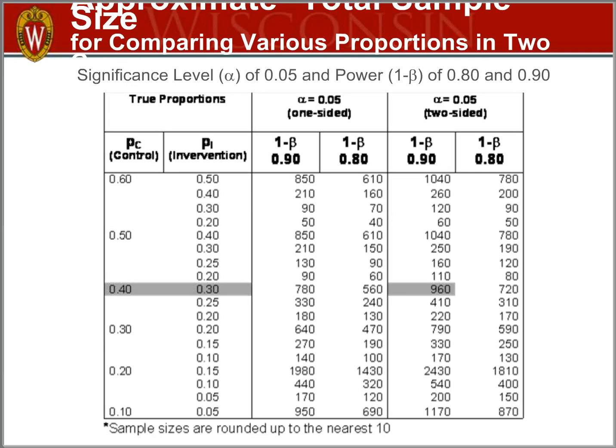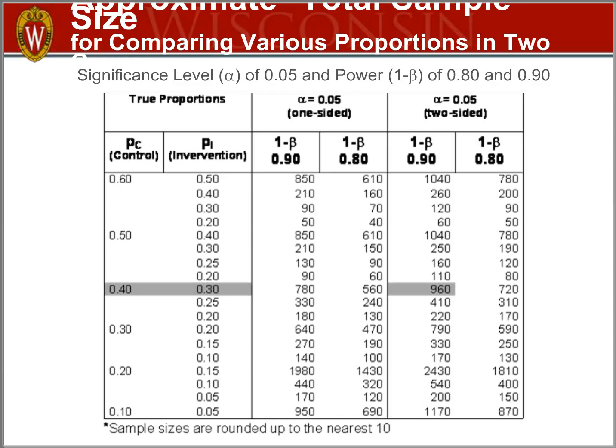I've shown you a table here which actually comes out of the text by Friedman, Furberg, and DeMets. And what's highlighted is the example we just did. The control group failure rate is 0.40. We want to reduce it from 0.40 to 0.30. I've given two options. In fact, I've given several options here. One-sided versus two-sided, 90% power, 80% power. So for the case we looked at, two-sided alpha, 0.05, and 90% power, you see I've highlighted 960. I've rounded numbers here generously.